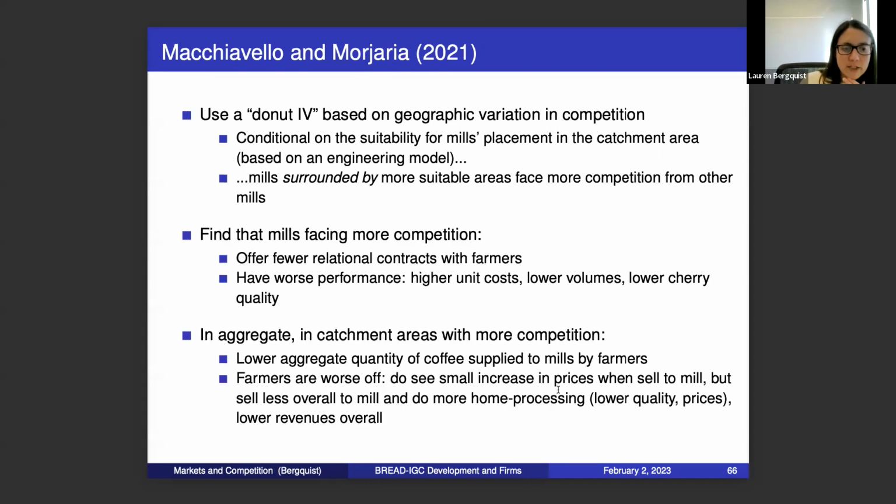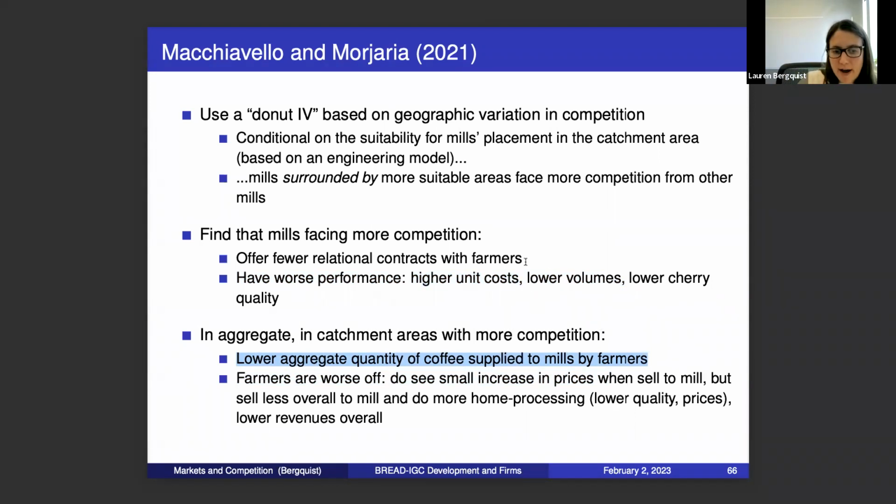And what they find is that mills facing more competition, first, have worse performance. Some of these things, like higher unit costs and lower volumes, could just be scale effects, right? As firms face more competition, they have lower variable profits, and if there are scale effects, they might have higher unit costs. What can't be explained by just scale effects, and is pretty critical, is that they find lower aggregate quantity supplied to the mills, so to all mills in the area, when there are more of them.